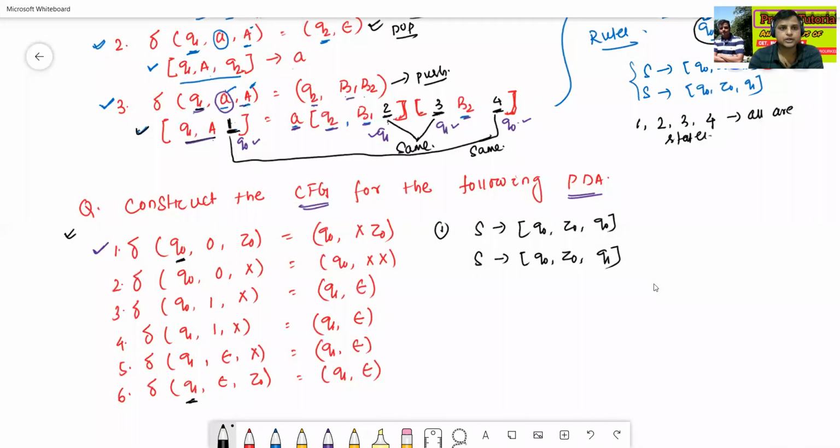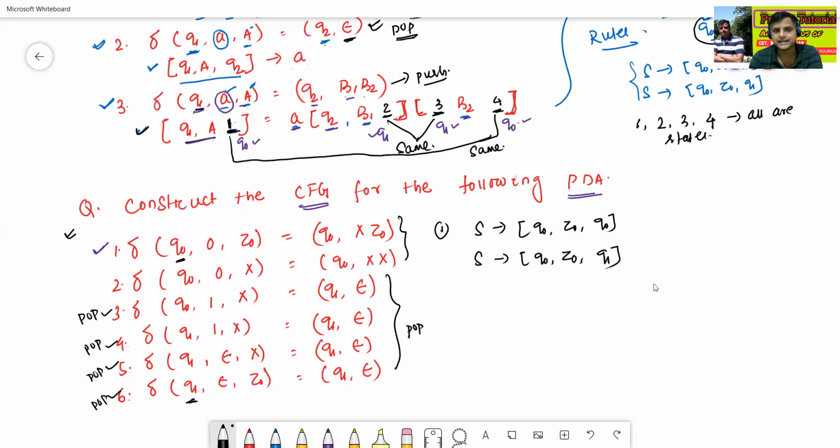Now we have total 6 transitions. Now we'll check which transition is for push operation and which transition is used for pop operation. First is pop operation. Pop operation means the right part contains epsilon. So third one is pop operation. Fourth one is pop operation. Fifth one is pop operation. Sixth one is pop operation. Because third, fourth, fifth, sixth all transitions are pop operation because it contains epsilon.